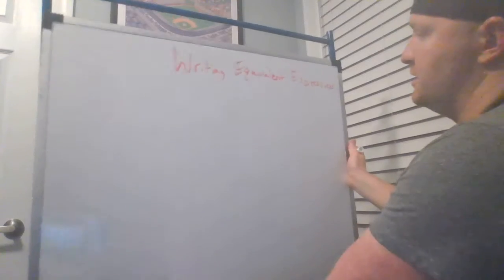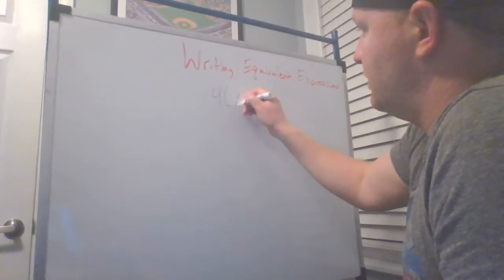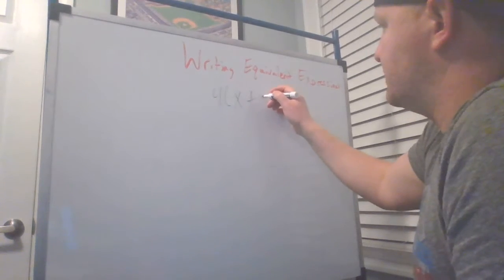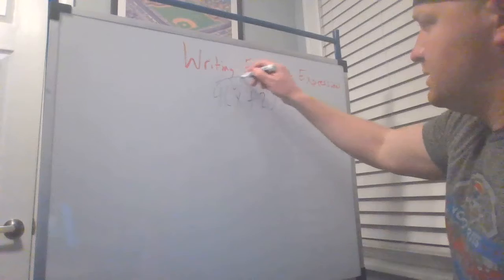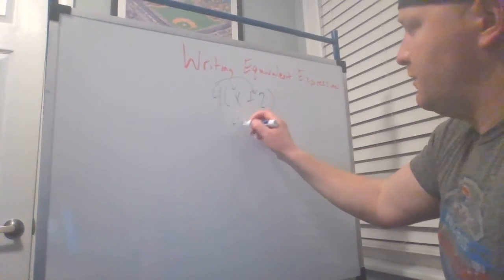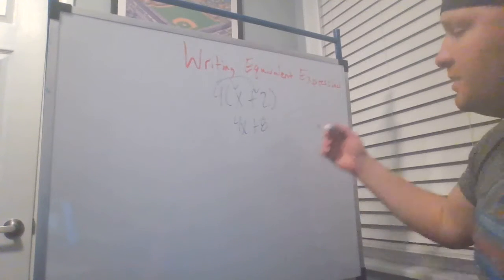Another one you're going to see today is just basic distributive property. If I've got 4 times the quantity x plus 2, don't forget about the distributive property: this times this, and this times this. So 4x plus 8. Do not forget about that. You're going to see that.